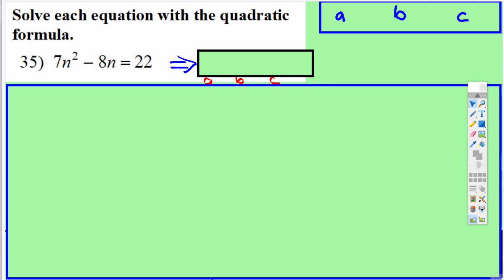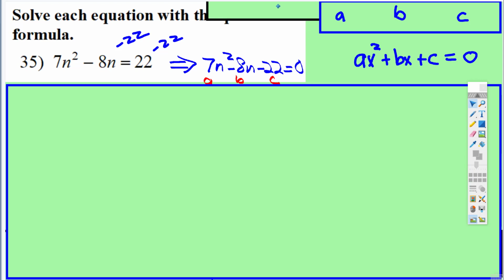Okay, now we're going to do one example of solving a quadratic equation using the quadratic formula. But remember what I said in the last video explaining the quadratic formula. In order to solve a quadratic equation using the formula, it has to be in standard form, which means one side of the equal sign needs to equal 0. And since the 7n squared is positive, we're going to zero out the right side. So I'm going to subtract 22 on both sides, and I think I might have done that here.